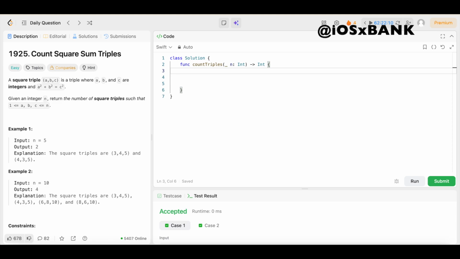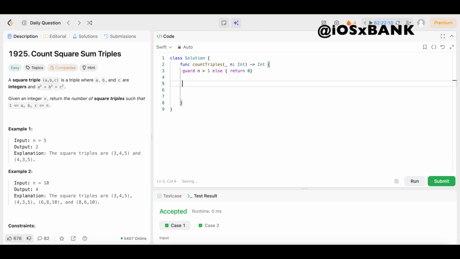Now, the first thing we are going to do is check if n is 1 or less. It's impossible to form a valid triple, so we'll return 0 immediately. So we're just going to say guard n is greater than 1, else we're going to open up the brackets and return 0. Boom.